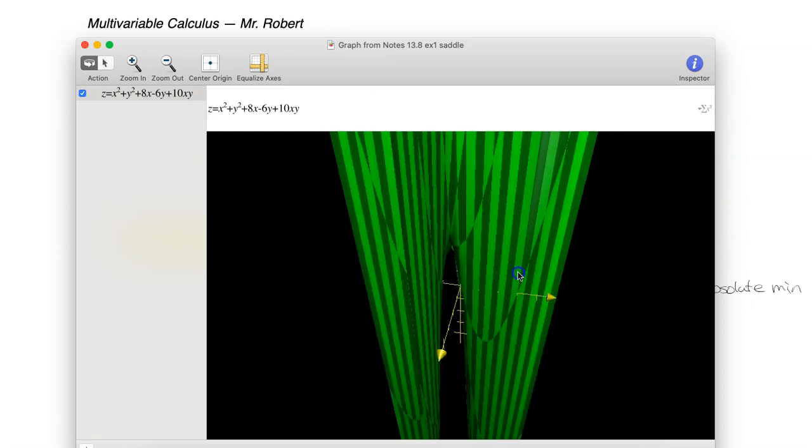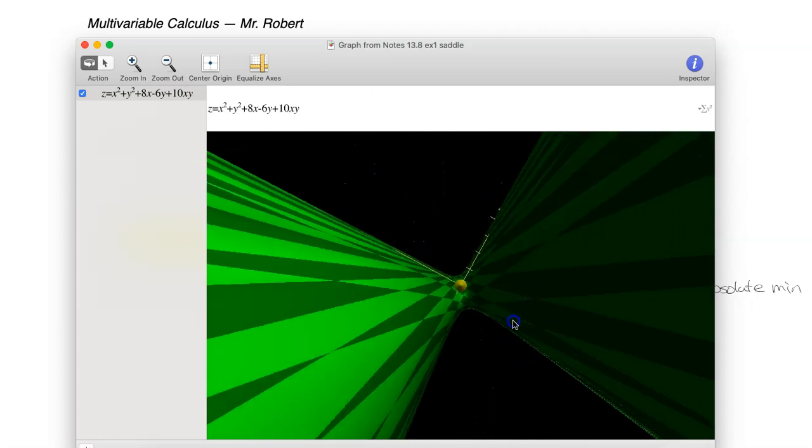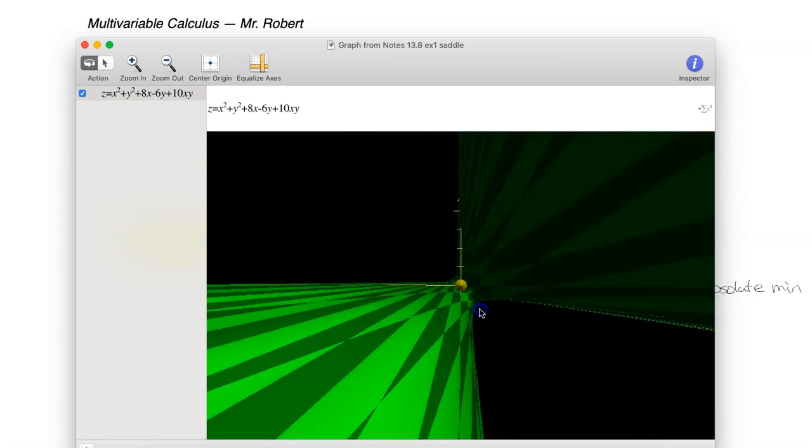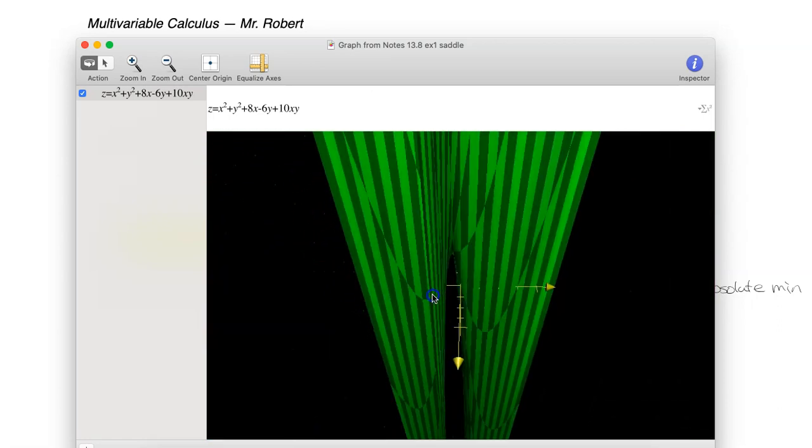But if we look in the x and y directions from the top, so this is what I'm trying to do here, in fact, it goes up in the x direction, it goes up in the y direction, yet it is not a minimum. So there are interesting cases where fx changes from negative to positive and fy changes from negative to positive, and yet it is not a minimum.